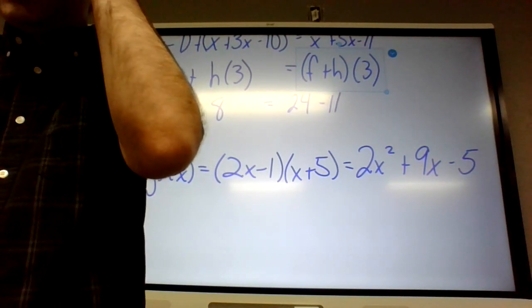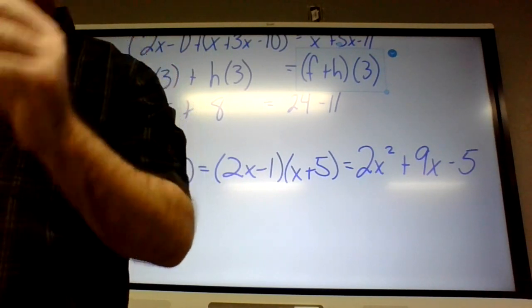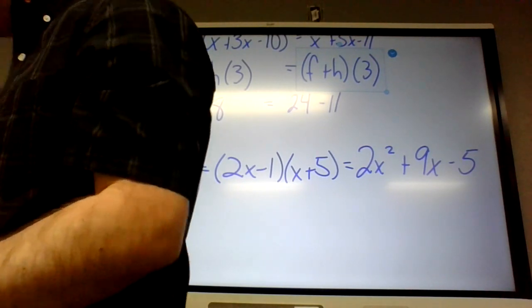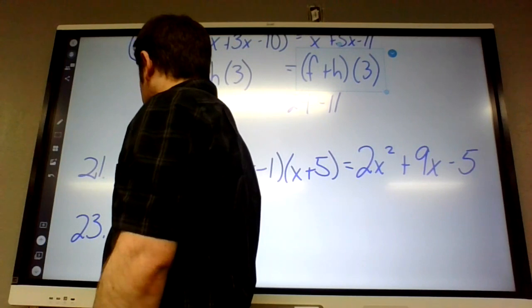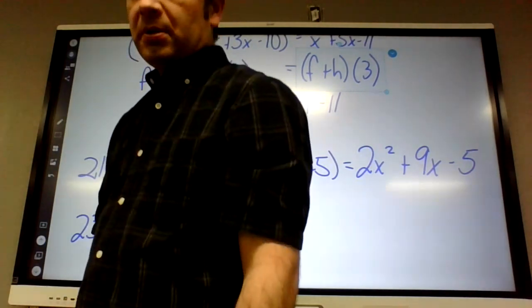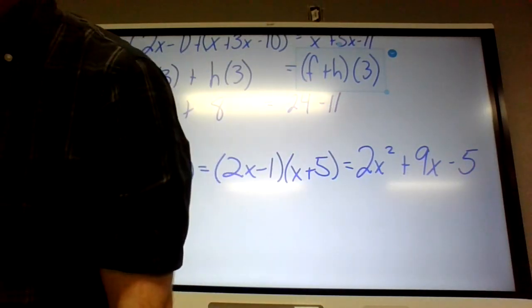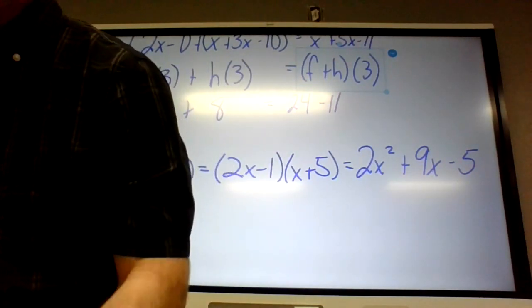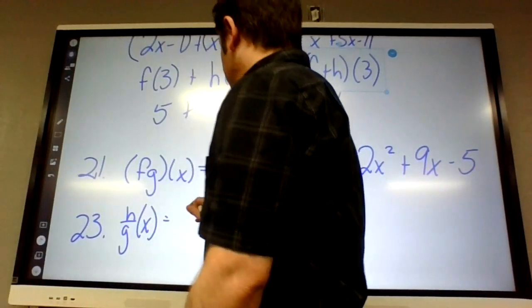23, h divided by g. Okay. h is x squared plus 3x minus 10.